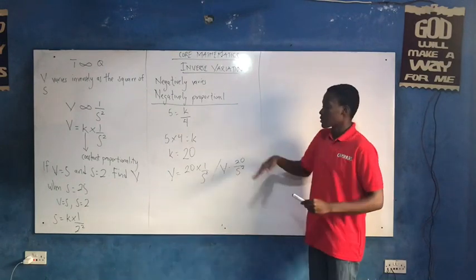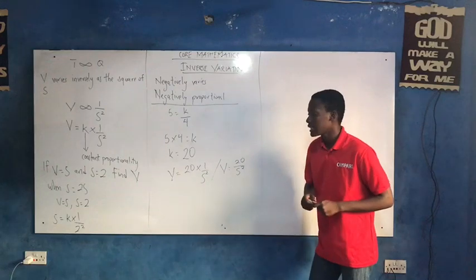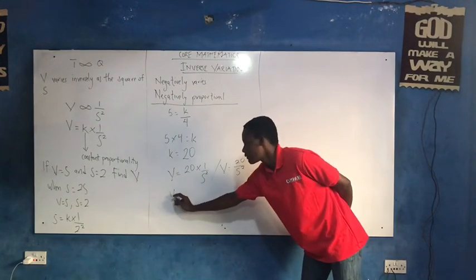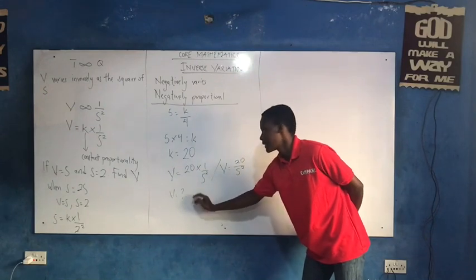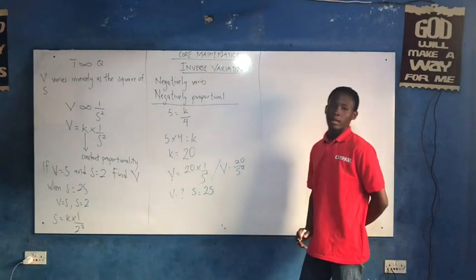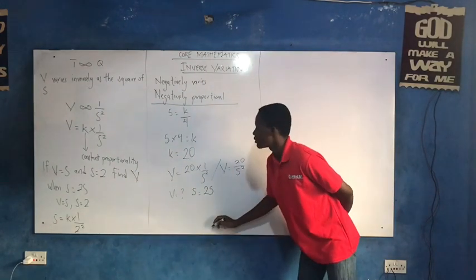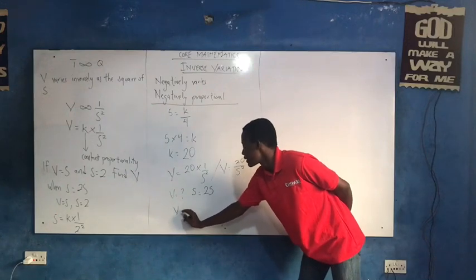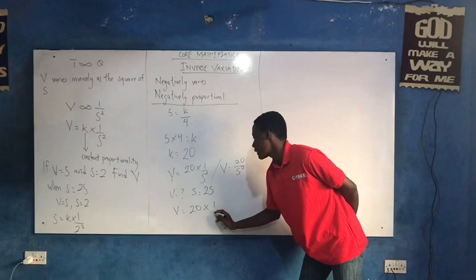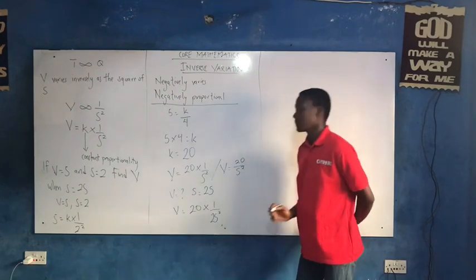Alright, so let's continue again. Getting back to the question, find V when S equals 25. So we need V. V equals what? We don't know. Then S here equals 25. So we substitute it into the formula. Now we have V equal to 20 times 1 all over 25 squared.